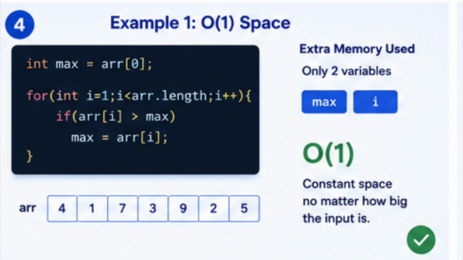Let's find the largest element in an array. Notice something. We use only two variables, max and i. It doesn't matter whether the array contains 10 elements or 10 million. We are still using only a constant amount of extra memory. That's called O(1) space complexity. The input becomes larger, our memory usage does not.